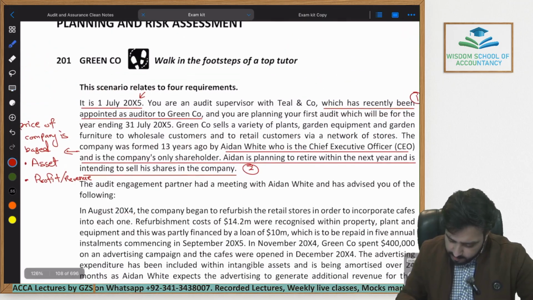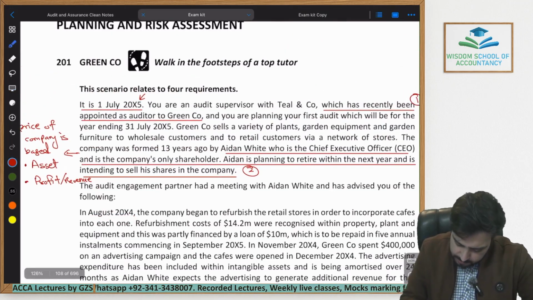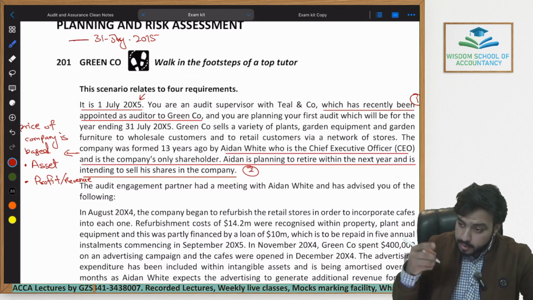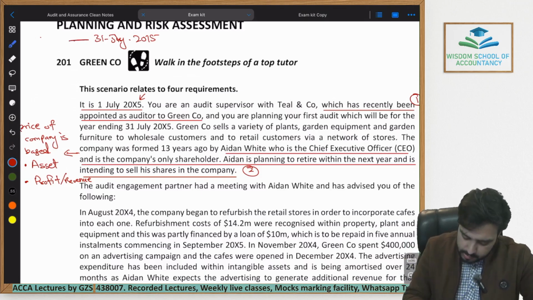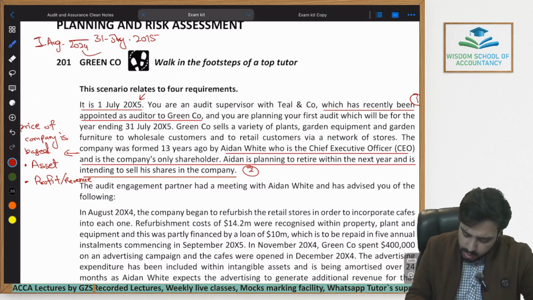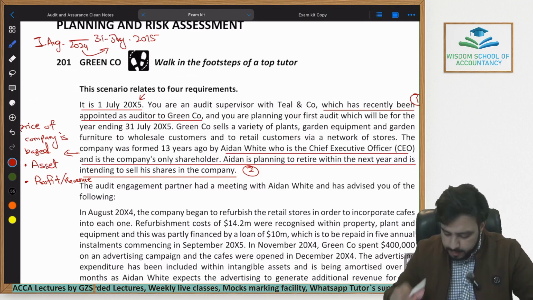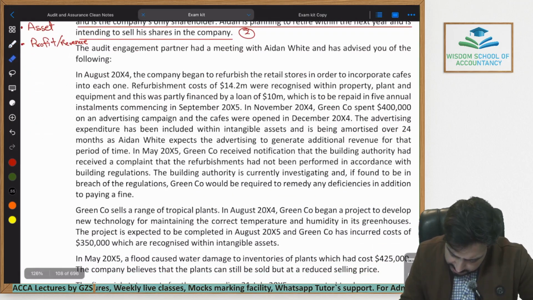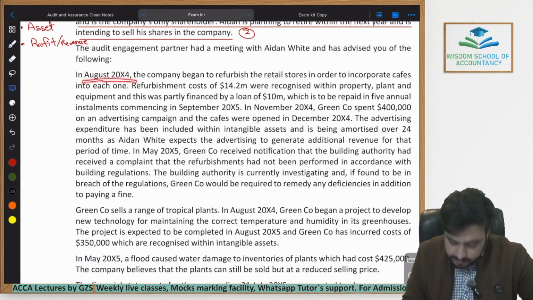So let's understand it. The year end of this company is 31st of July 2015. So this means that the year would have started from 1st of August of the previous year, 2014. So if you try to calculate how many months these are, these would be exactly 12 months. So this date falls within the year that I'm auditing.